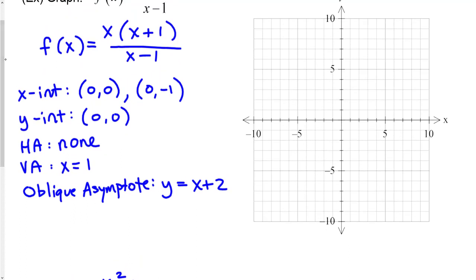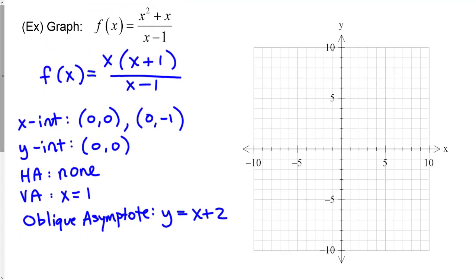Okay, now putting this into a graph. X-intercepts, let's plot those: (0, 0) and (0, -1). The y-intercept is (0, 0), that's already on there. There's no horizontal asymptote, but I do have a vertical asymptote at 1. And I have this oblique asymptote at y equals x plus 2.